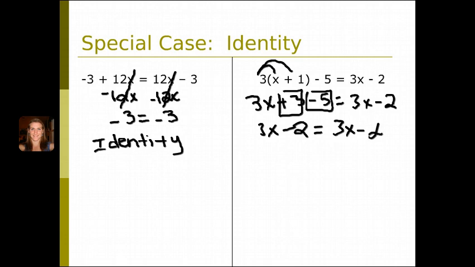Okay, I need to get my variables on the same side of the equal sign. So we need to subtract 3x from both sides. And we are left with -2 equals -2. So again, there's another example of identity, and you need to make sure you write the word identity under -2 equals -2.